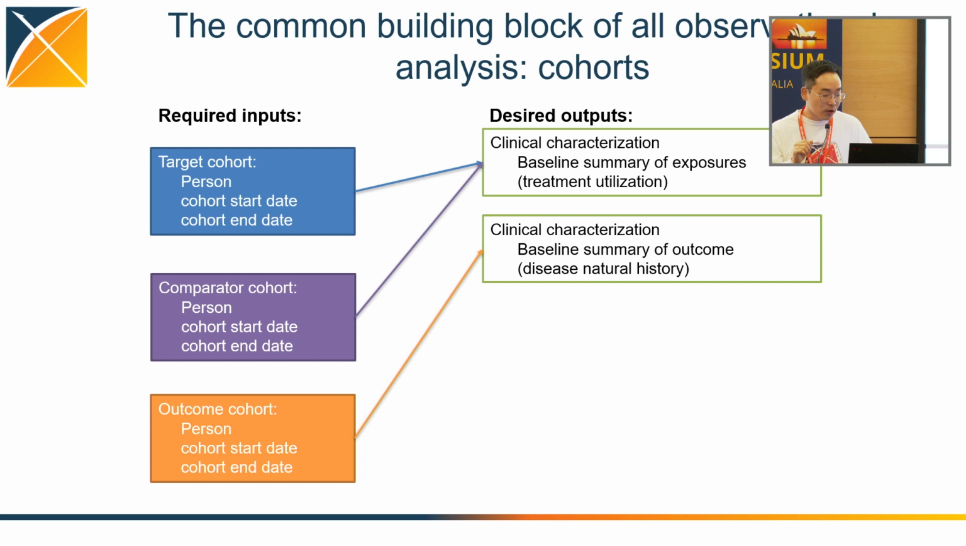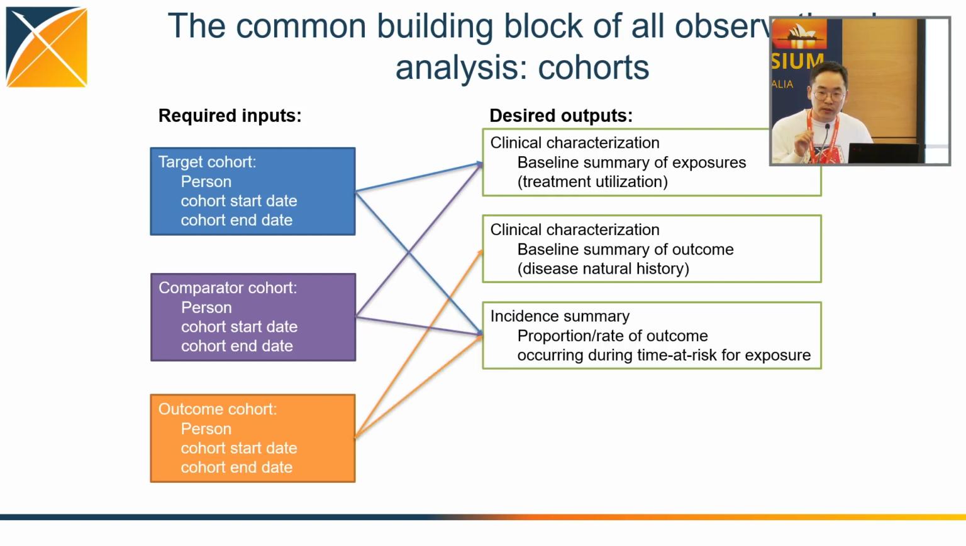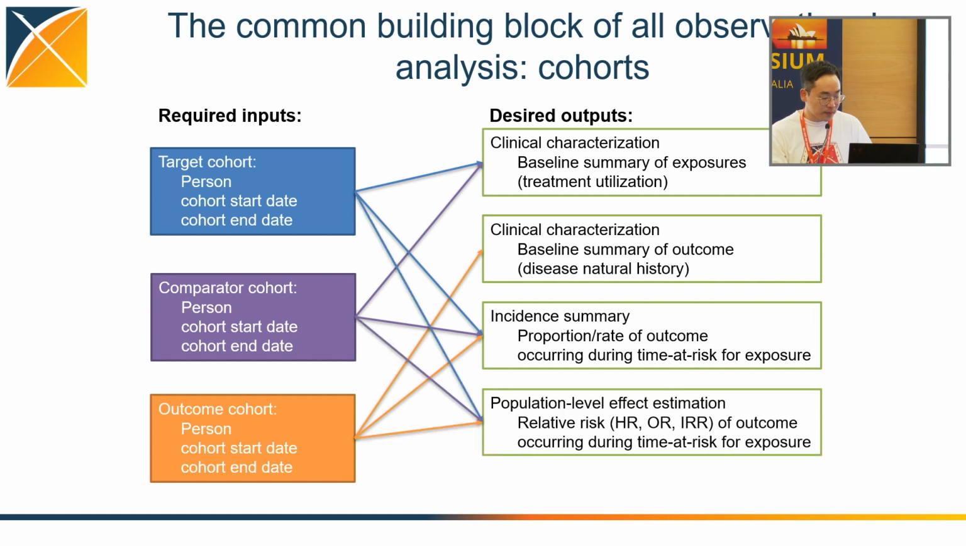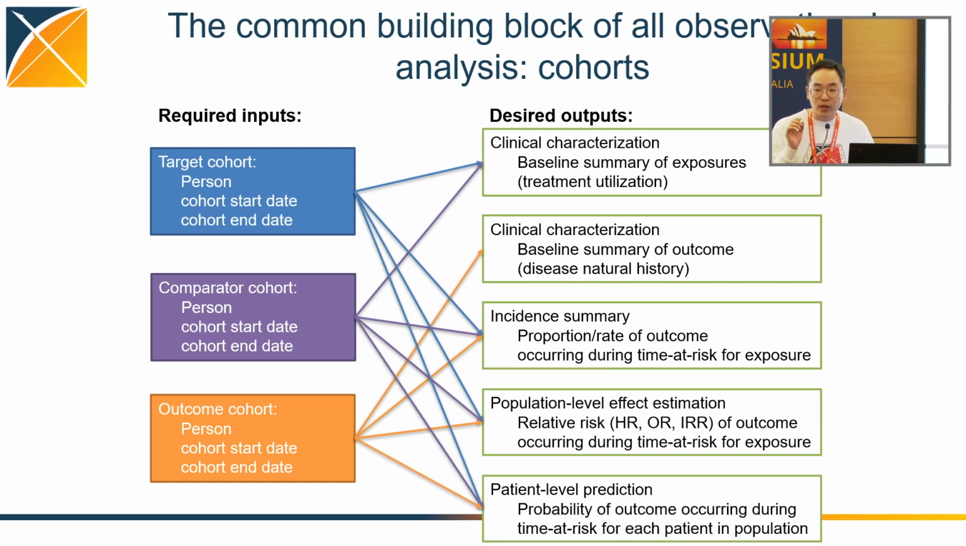And then if you have an outcome cohort, then you can identify the baseline summary of outcome, or you can calculate the incidence of outcome among these cohorts. And you can compare the incidence between the target and comparator. And you can conduct a comparative effectiveness or safety study. So you can calculate the hazard ratio or odds ratio between the target and comparator cohort in terms of outcome cohort. And you can make some artificial intelligence system to predict outcome, which one will have an outcome among the patients in target cohorts.